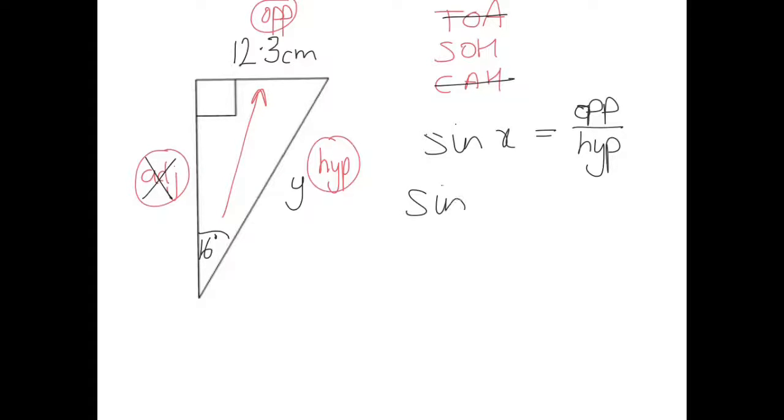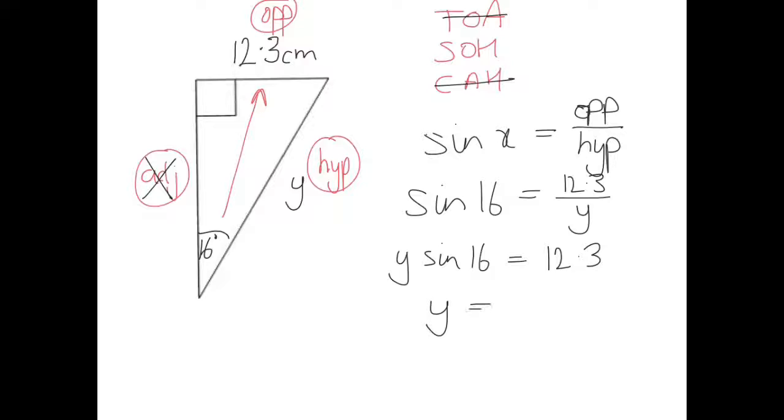Let's fill it in. The sine of angle 16 degrees is equal to, well, we know the opposite is 12.3. The hypotenuse, what we want to find out, we're going to call it y. Again, just need to be slightly careful because y is on the bottom of our fraction. So I'm going to multiply through. Get y times the sine of 16 is 12.3. And now if I want to find y on its own, I have to divide through by sine of 16.